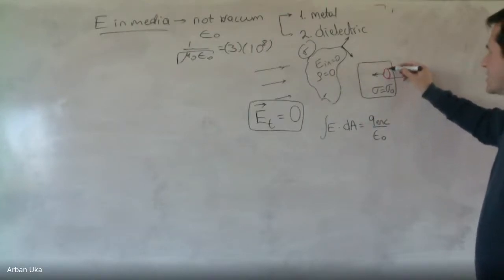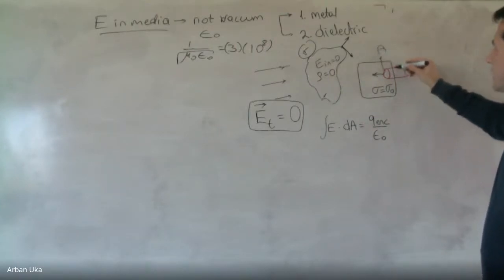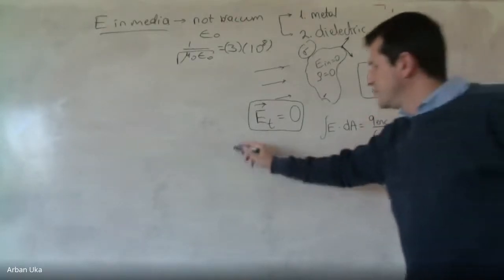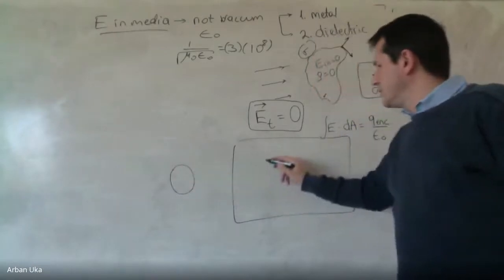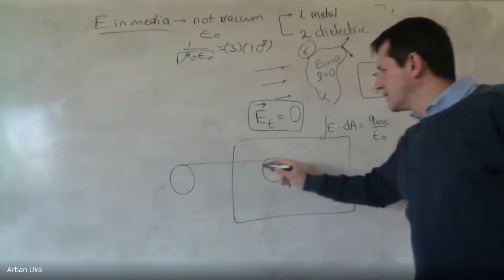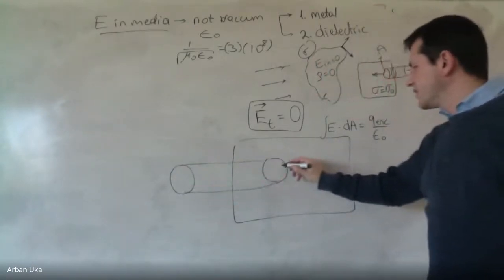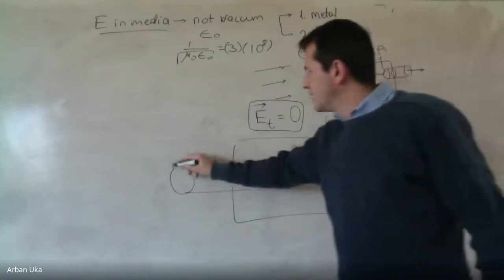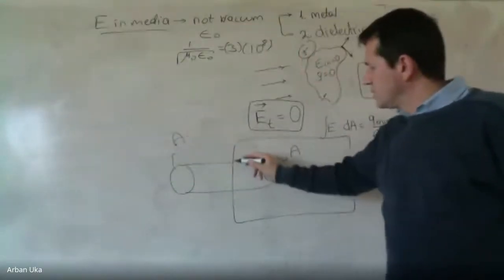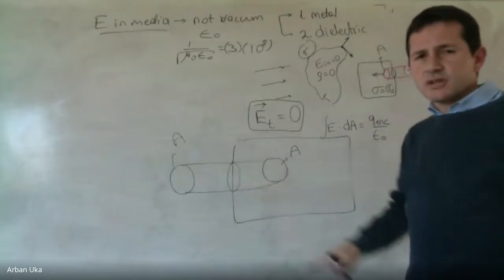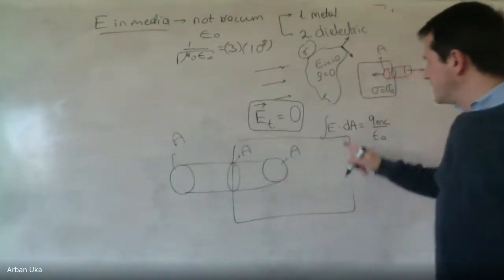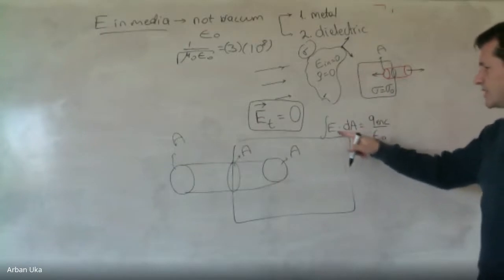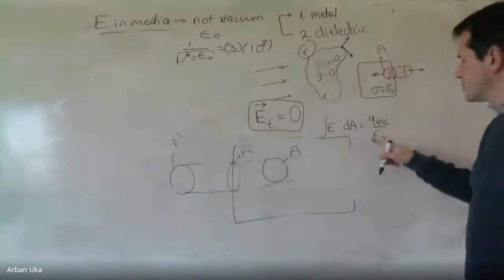If we take this as a cylinder, this area is A. Actually, maybe it's better if I do it like this. We take a cylinder like here, and this surface area here is A. This is also A, and assuming that here this is the intersection where we cut the metal, this is also A. And then let's apply the Gauss law, which states that the integral of E dA is equal to Q enclosed over epsilon zero.